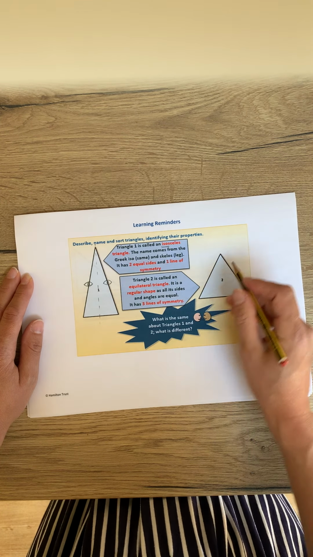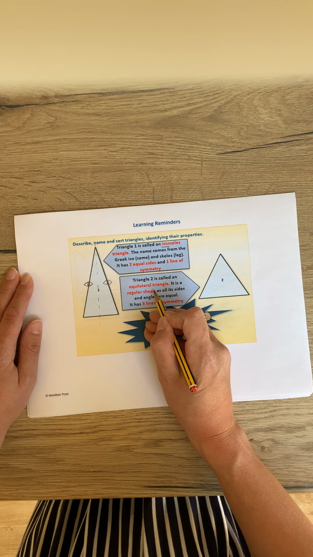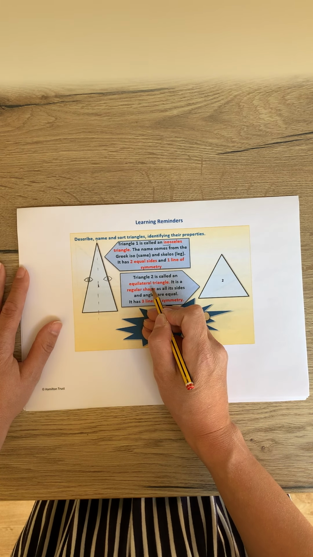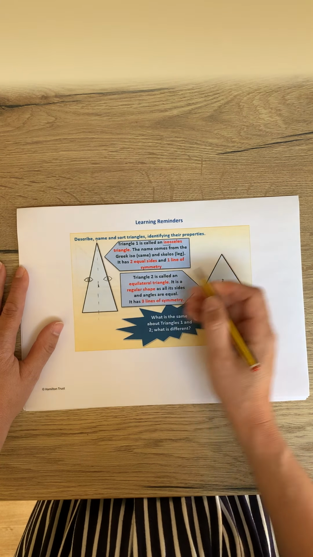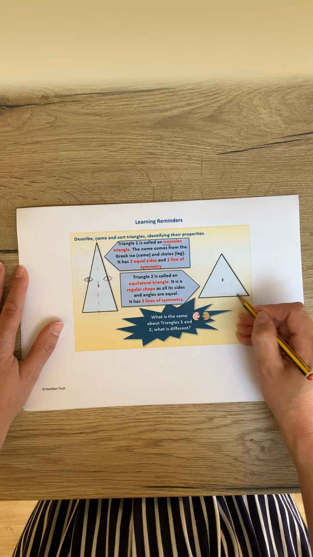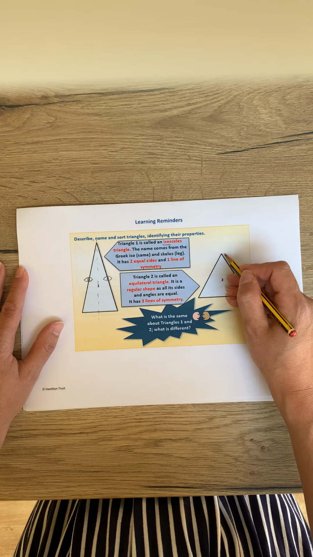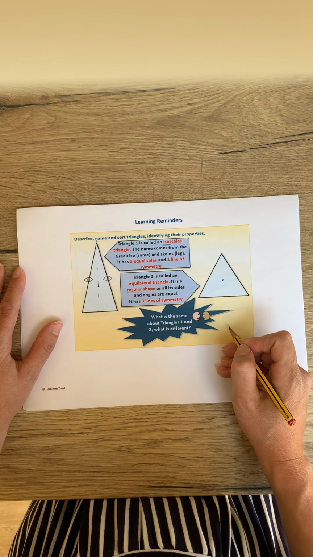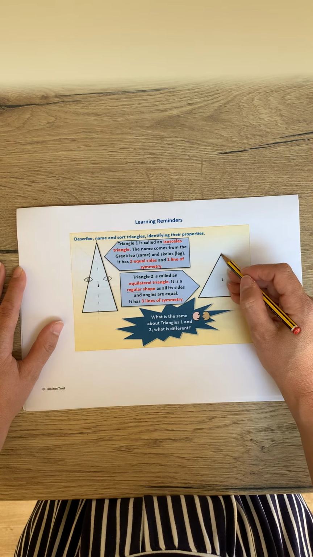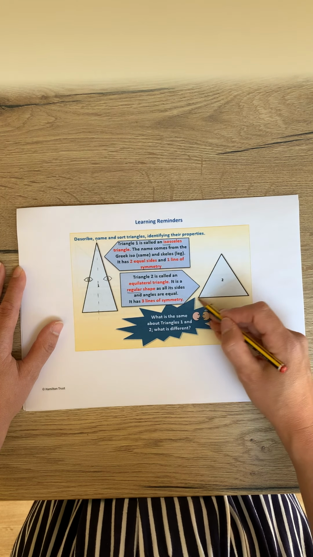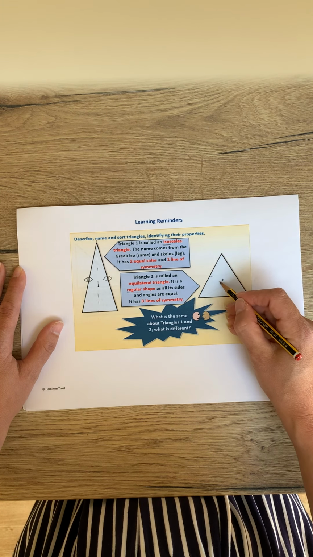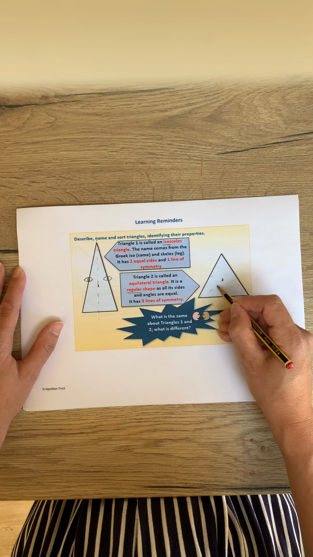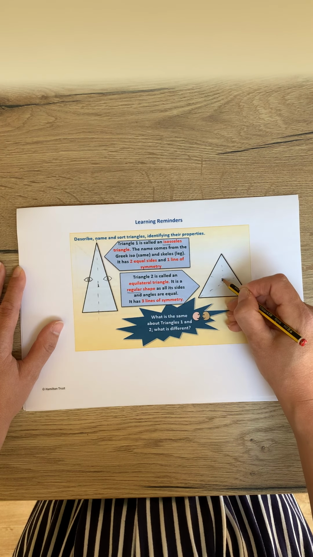Triangle 2 is called an equilateral triangle, and I think its name speaks volumes. The equilateral triangle means all sides are equal. They are of the same length. And if you remember the learning from yesterday, that makes it a regular shape. An equilateral triangle has three equal sides and therefore three lines of symmetry.